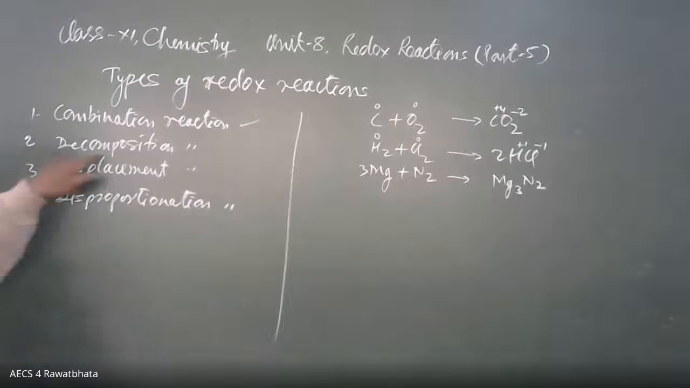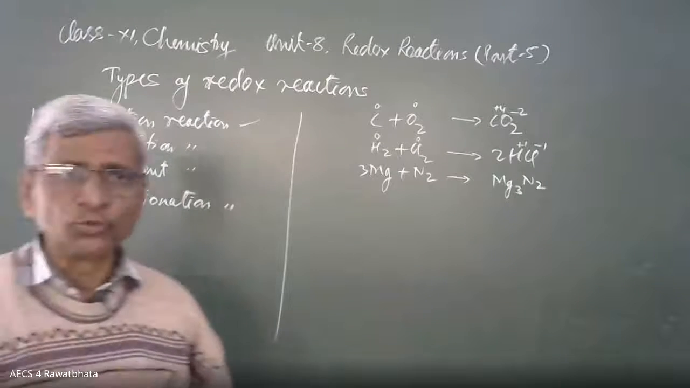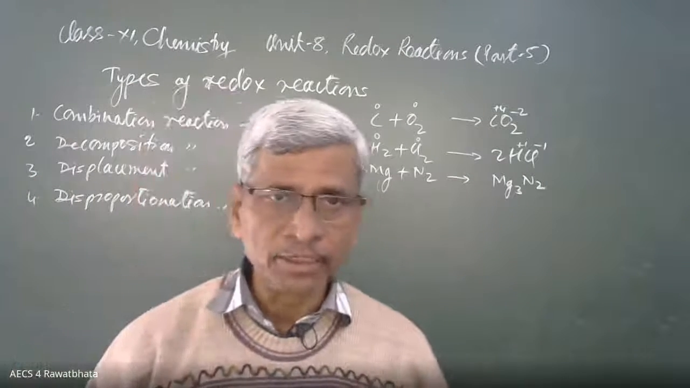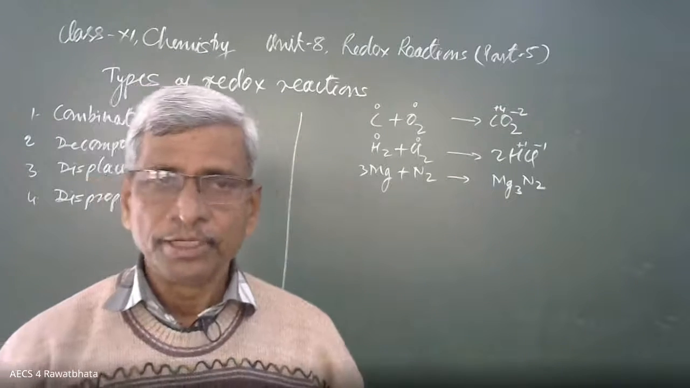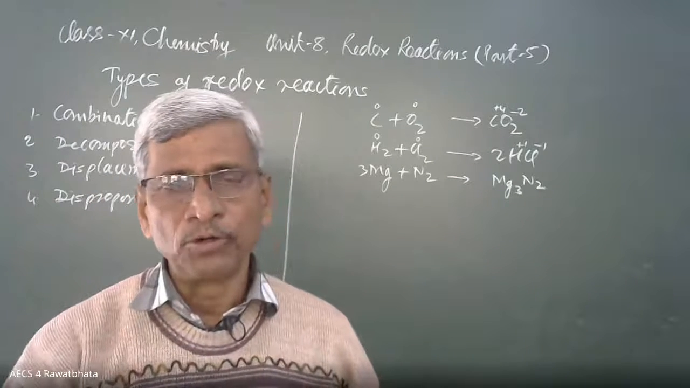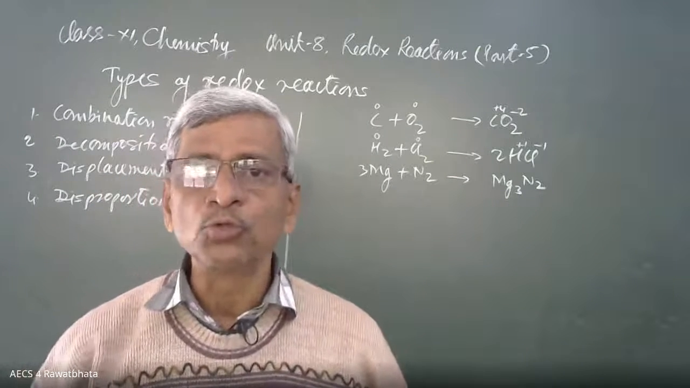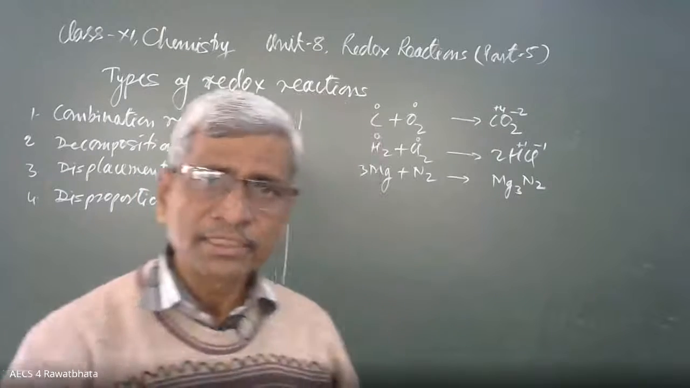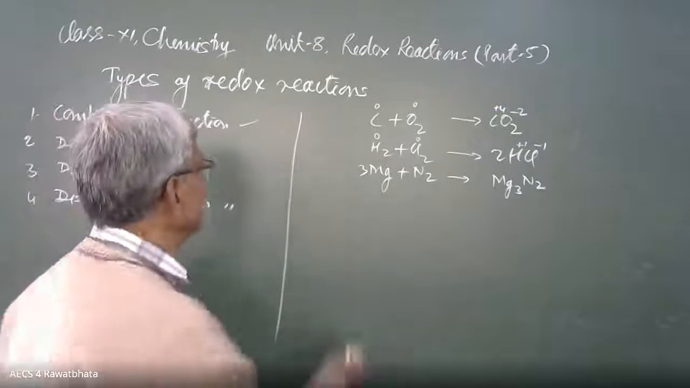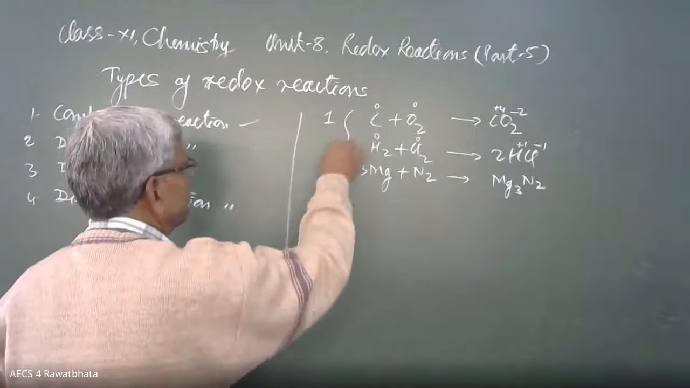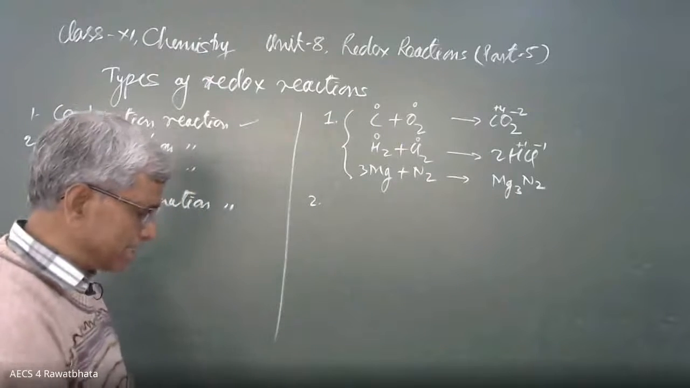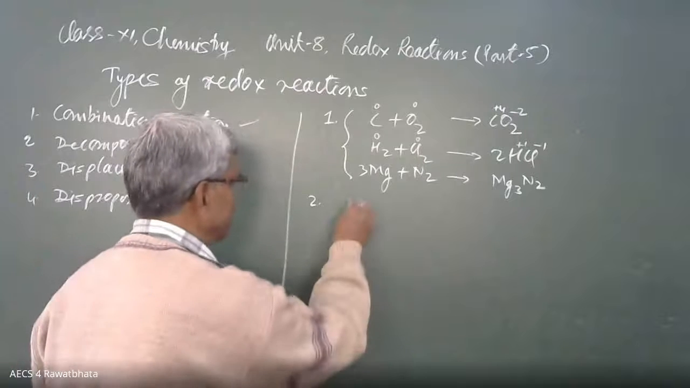So second is decomposition reaction. Decomposition means it is just opposite to combination. Combination: two different elements combining to give a single product. Decomposition: one compound decomposes into two different substances, two different products. It is just reverse to the combination. This is the example of the first type. And the second type is decomposition, like decomposition of water, H2O.